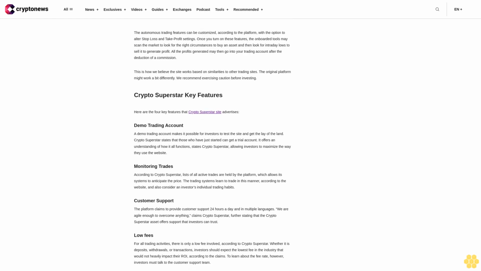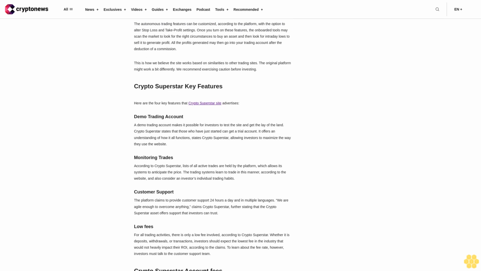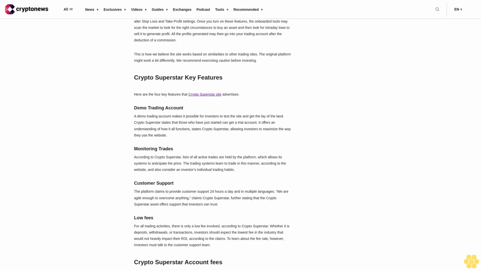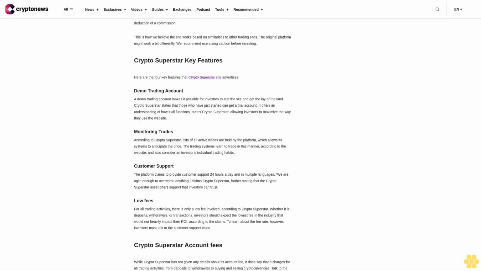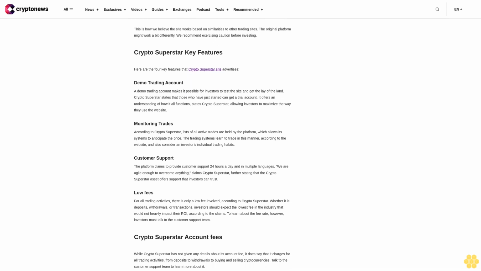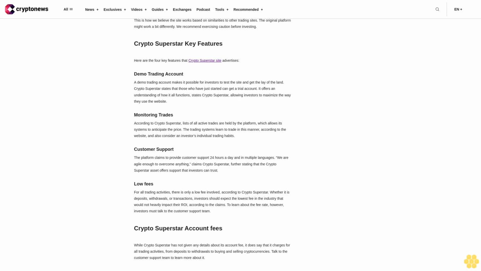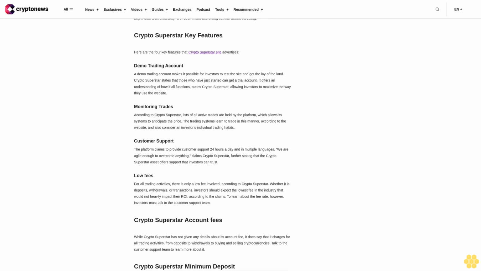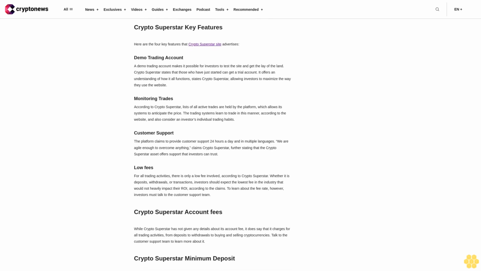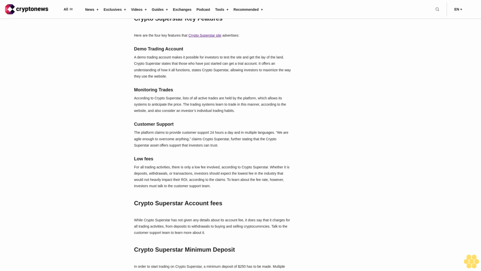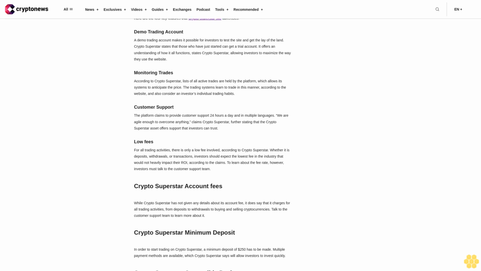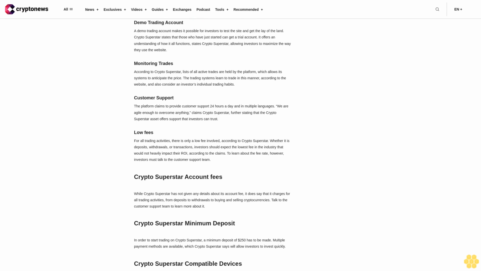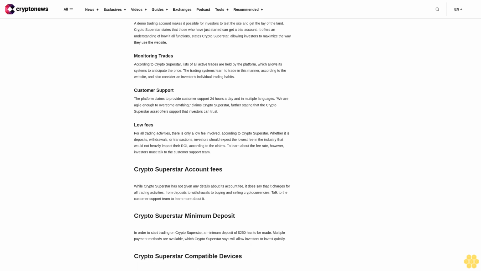Crypto Superstar key features. Here are the four key features that the Crypto Superstar site advertises. Demo trading account. A demo trading account makes it possible for investors to test the site and get the lay of the land. Crypto Superstar states that those who have just started can get a trial account. It offers an understanding of how it all functions, states Crypto Superstar, allowing investors to maximize the way they use the website.